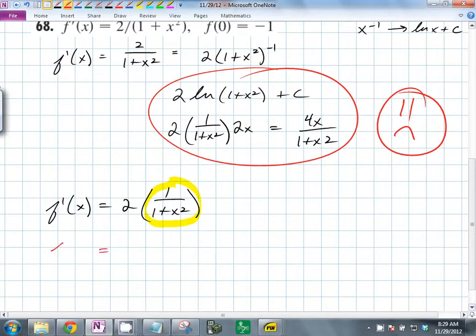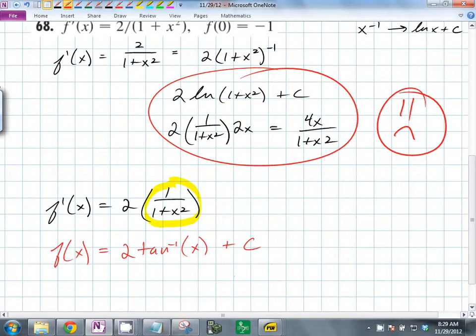So what does f of x actually equal? 2 times? Come on, kids. I just literally led you to the answer. Drink the water. 2 tan inverse of x plus c.